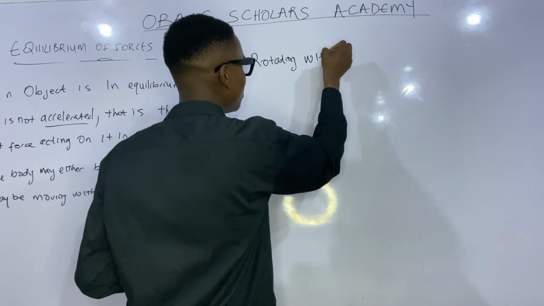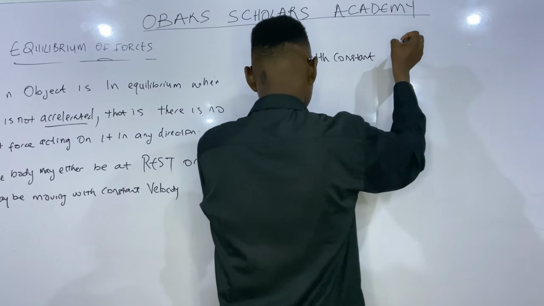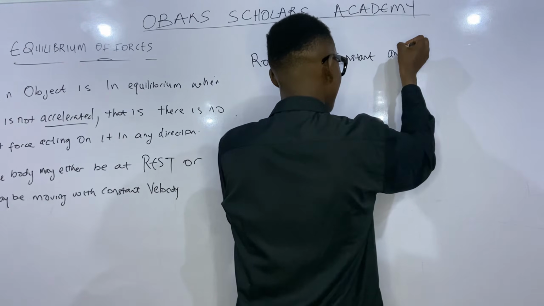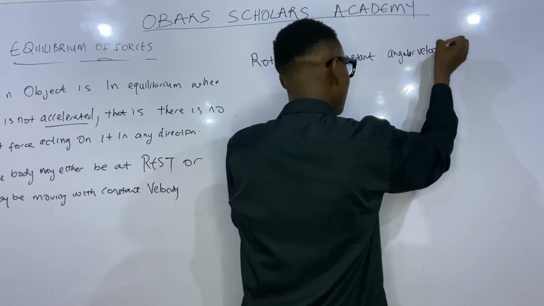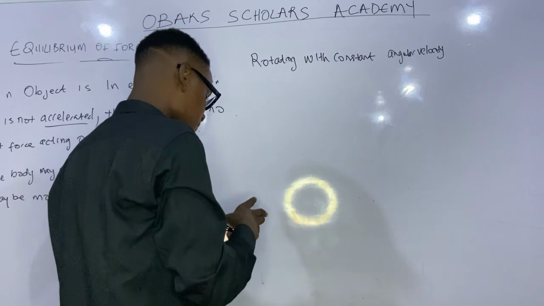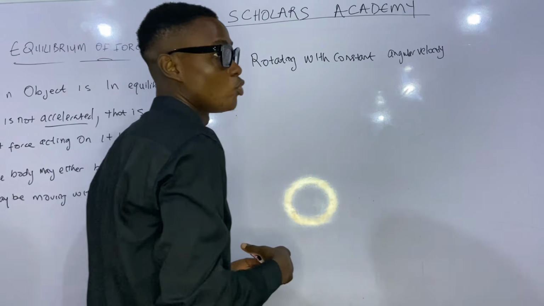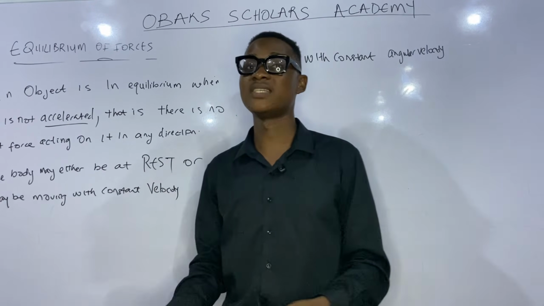with constant angular velocity, it is also in equilibrium. So based on this, we have static and dynamic equilibrium. And it's very, very simple.